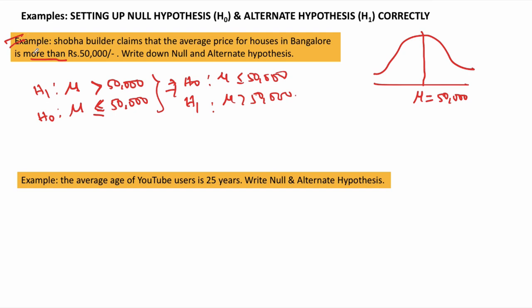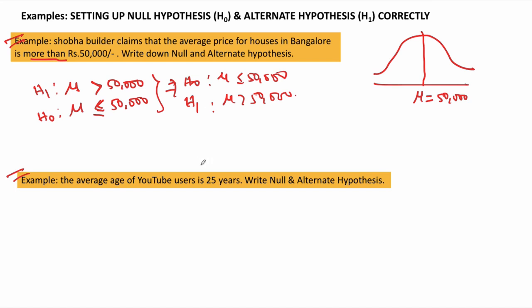Easy? Surprised? Okay, now take this example and think for a moment what will be the null hypothesis and what will be the alternate hypothesis. Great. Hope you have understood and identified what will be the null hypothesis and alternate hypothesis. Let me help you in that case. The question is, the average age of YouTube users is 25 years. Write the null hypothesis and the alternate hypothesis.